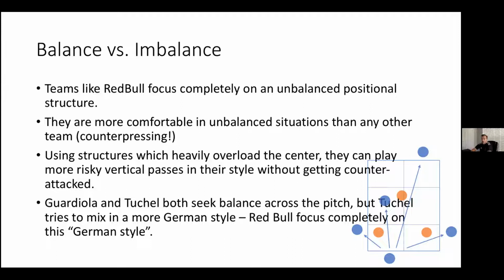So I think Guardiola and Tuchel, they both seek to keep balance across the entire field. Tuchel tries to mix in a little bit more of the combination play in the final third, whereas Guardiola tries to move the ball from side to side to break through the side and cross. Tuchel likes a little bit more of the combination play. And Red Bull would be an example of a team that tries to keep a structure, but is really vertical, really dynamic through the middle, a little bit more German style.